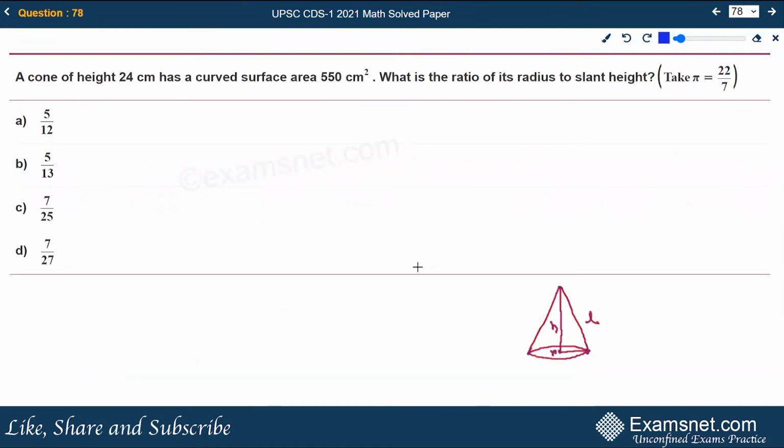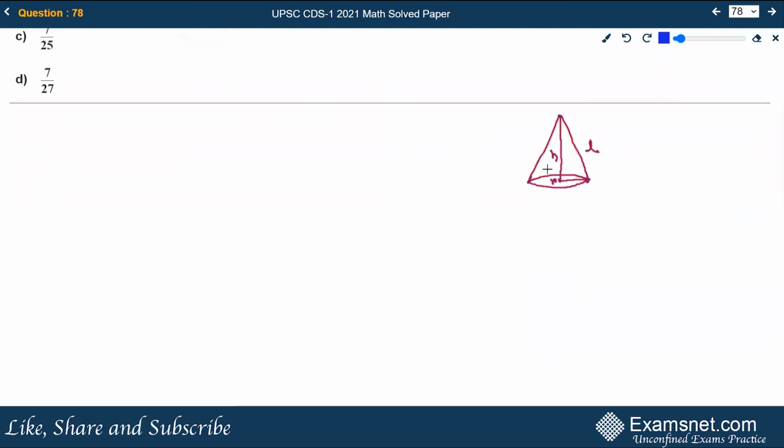In question number 78, we are given a cone of height 24 centimeter with a curved surface area 550 centimeter square. What is the ratio of its radius to slant height? I have already drawn a cone. Here L is the slant height, h is the height and r is the radius. What is the relationship between these three components? L equals root under r square plus h square.